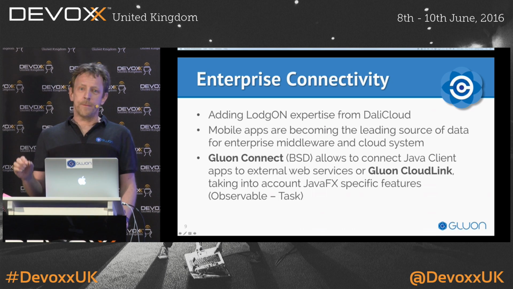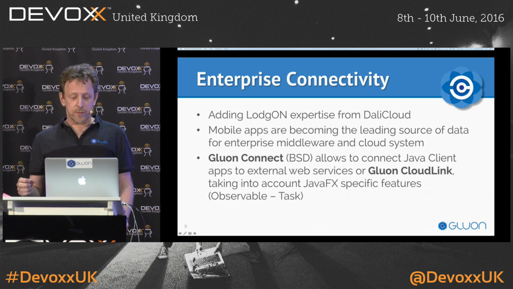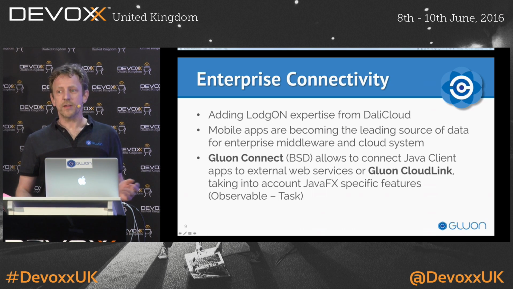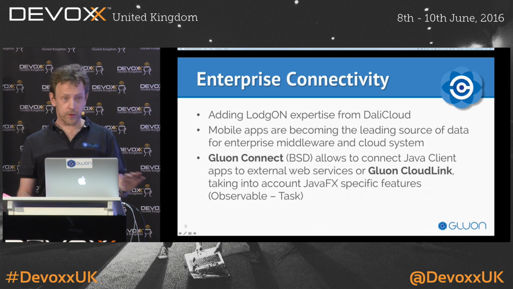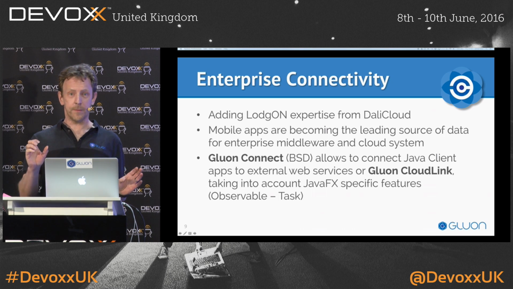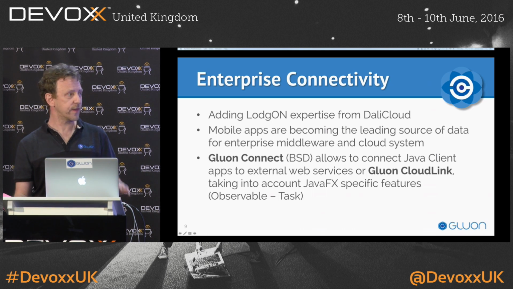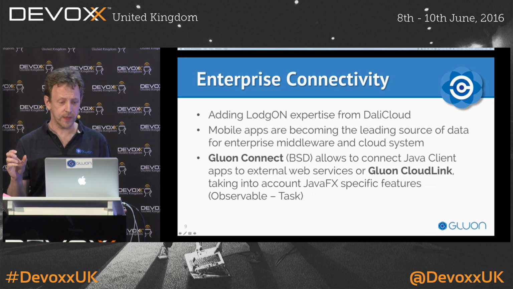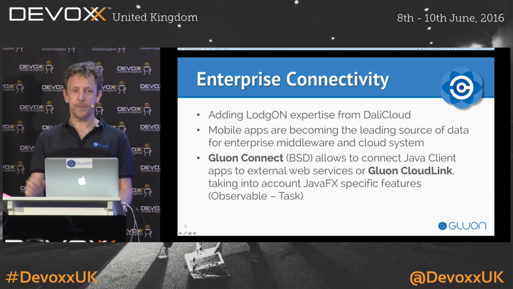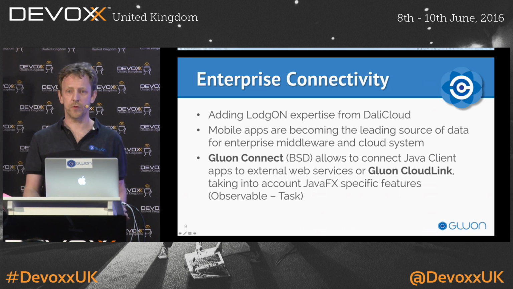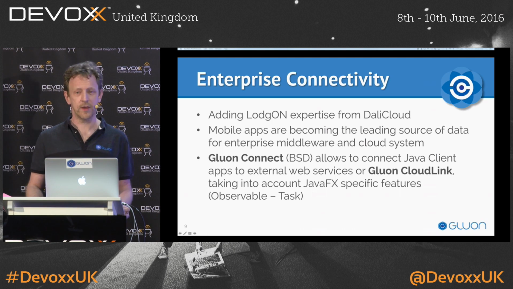So the question is then, how can I leverage my existing enterprise application and create a native app for it? Now, we already showed that you can do it with Java. But the important thing is, how do I connect this Java client application with an enterprise application? One of the products of Gluon is called Gluon Connect. It's a BSD license, so you can use that for free in any commercial project without paying us anything.